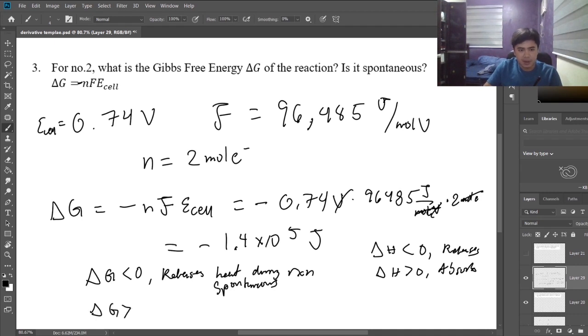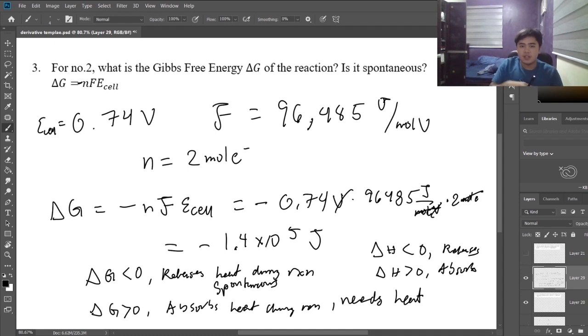So it is spontaneous. If delta G is positive, it absorbs heat during the reaction. What does that mean? Well, during the reaction, it needs heat in order to react. There are reactions that absorb heat that are spontaneous, but this one needs the heat in order to react. Kind of like melting ice is a chemical reaction, but you need heat in order to melt the ice.